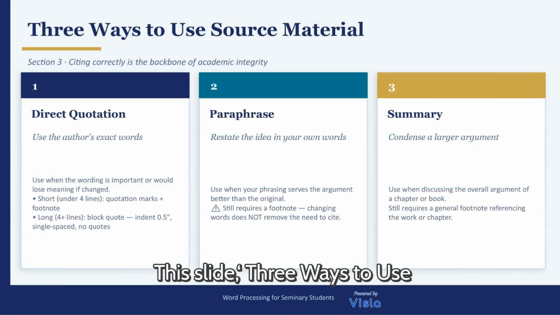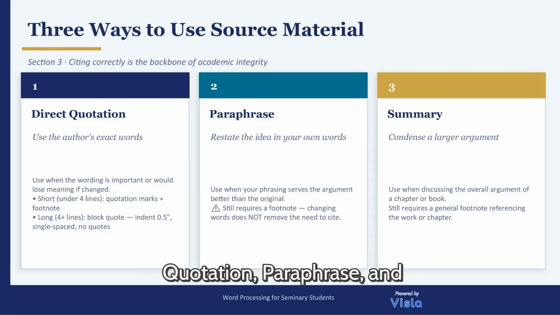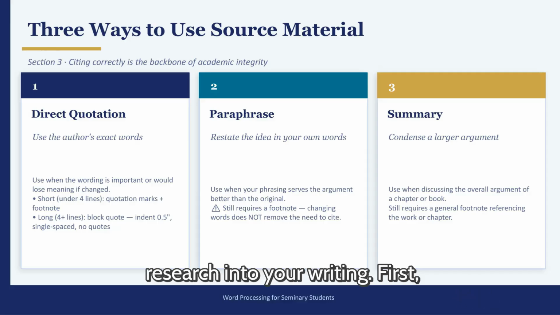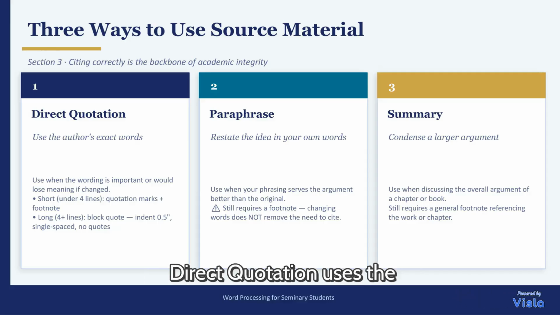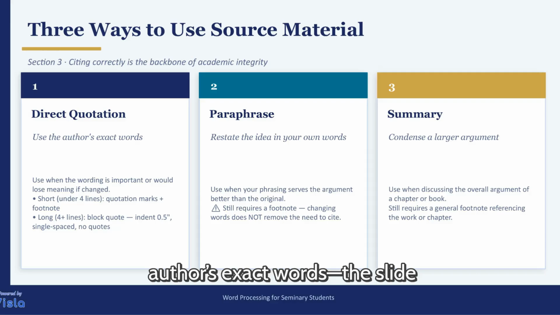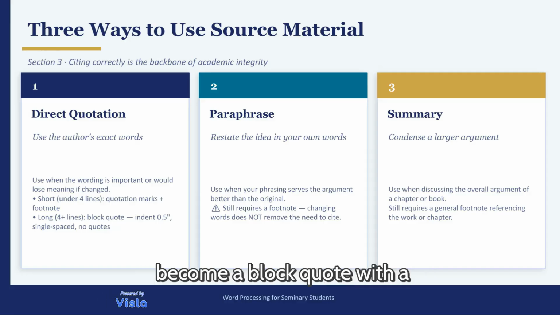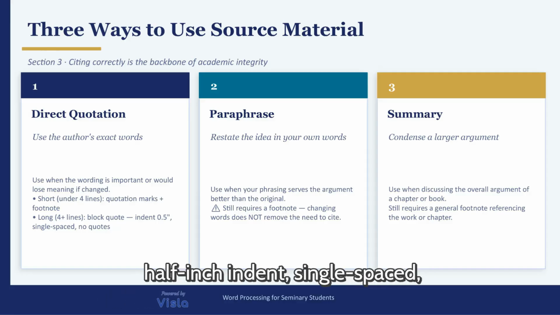This slide, 3 ways to use source material, outlines direct quotation, paraphrase, and summary methods for incorporating research into your writing. First, direct quotation uses the author's exact words. The slide notes that quotations under 4 lines require quotation marks and a footnote, while longer passages become a block quote with a half-inch indent.